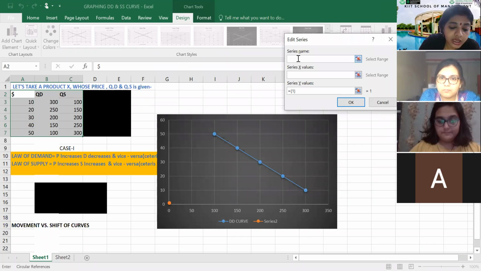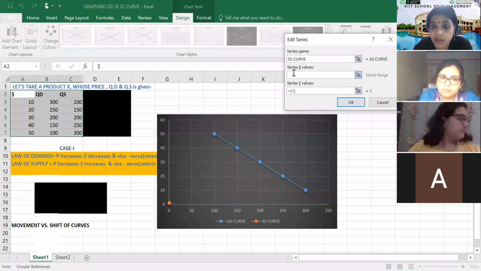So again, you are adding. Our next curve is the supply curve. So SS curve, series name. Series value, here we have to take the quantity supply value because you are dealing with the supply curve, right? If you are taking the demand value, then your data entry might be very wrong. So you have to be very careful about what entries you are making. Here for a supply curve, the entries have to be from the quantity supply.